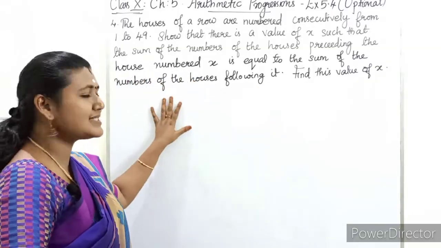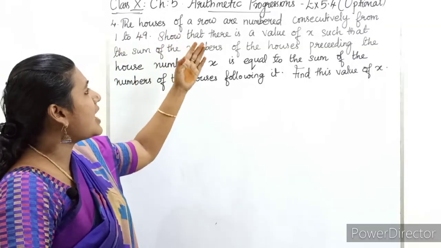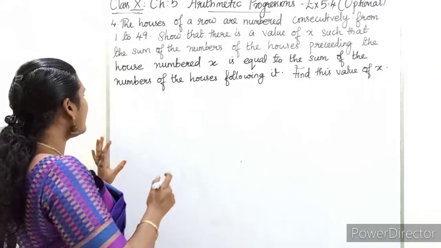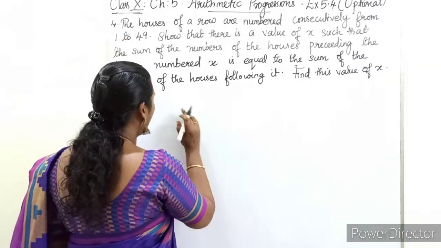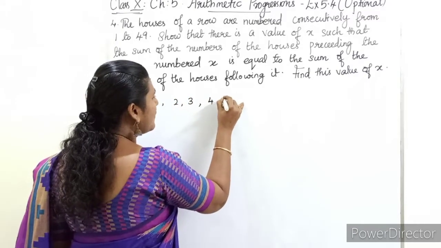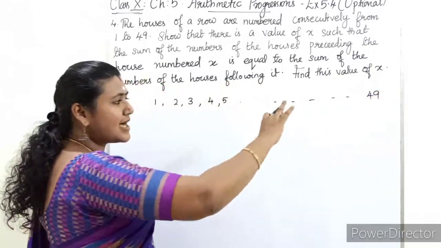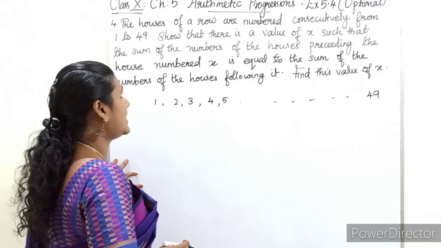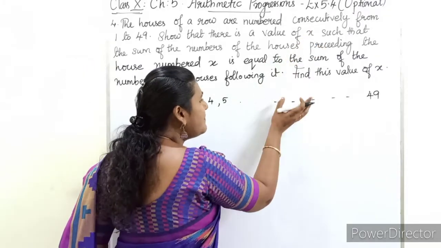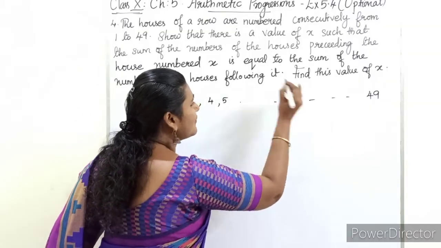So first we will see the question. The houses of a row are numbered from 1 to 49. So we have few houses numbered from 1 to 49. So 1, 2, 3, 4, 5, etc., 49. Okay, so the houses are numbered from 1 to 49. Then we have to find a value x in between these numbers.